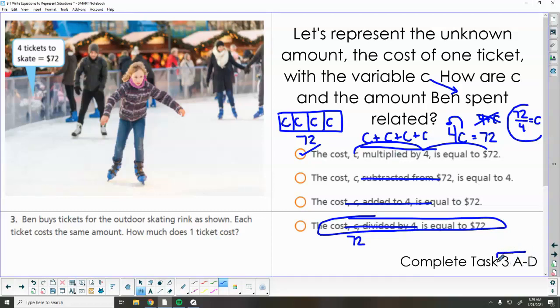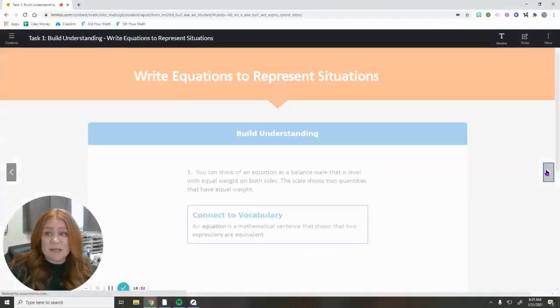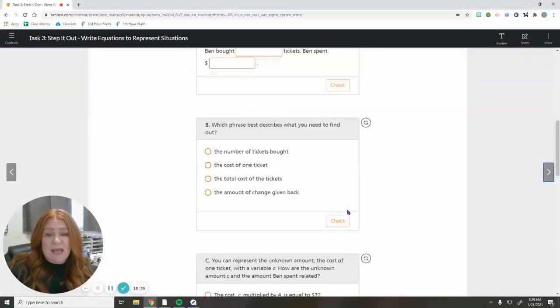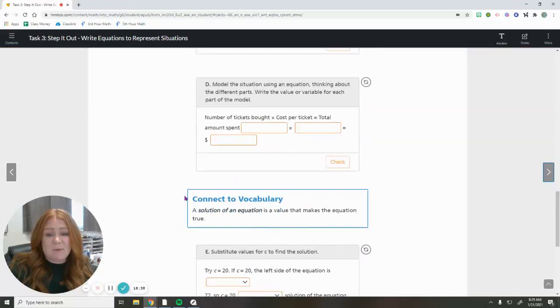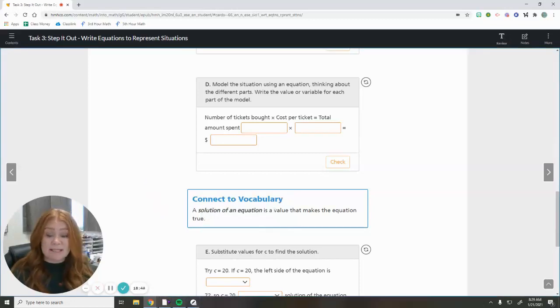So I want you to complete task 3, just A through D. So when you get to the end here, so task 1, 2, 3. So go ahead and do A, B, C, and D. And when you get to this connect vocabulary box, I want you to come back to the video so we can talk about this next part here.